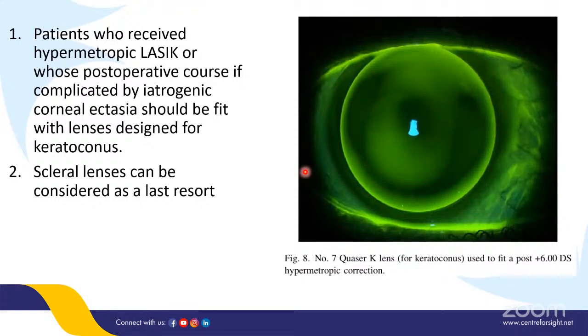Finally, patients who received hypermetropic LASIK, or whose post-operative course is complicated by ectasia, should be fit with lenses designed for keratoconus, for example the Rose K lenses. And finally, scleral lenses should always be considered as a last resort. As this diagram shows, this is a contact lens incorporated in a patient with keratoconus, however it was used for post hypermetropic correction of almost +6. Patients here perform much better with such contact lenses.